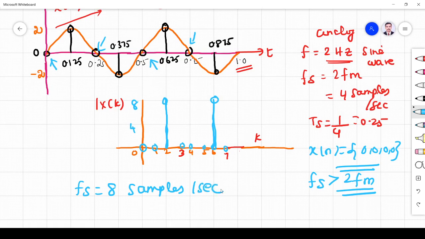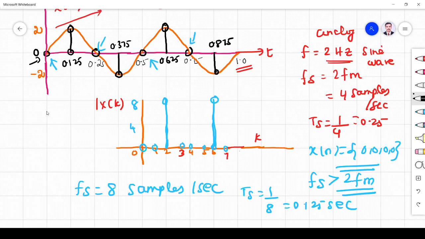Now what is the sampling interval? T is equal to 1 by Fs, 1 by 8, which is 0.125 second. So each sample is separated by 0.125 second. This is my first sample at 0, the next sample at 0.125, then 0.25, 0.375, 0.5, 0.625, 0.75, and 0.875. So totally 8 samples: 1, 2, 3, 4, 5, 6, 7, 8.